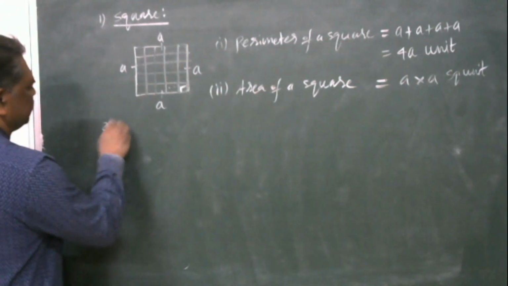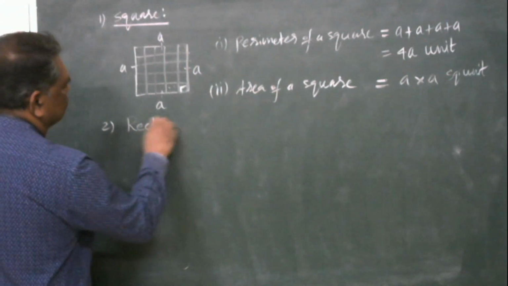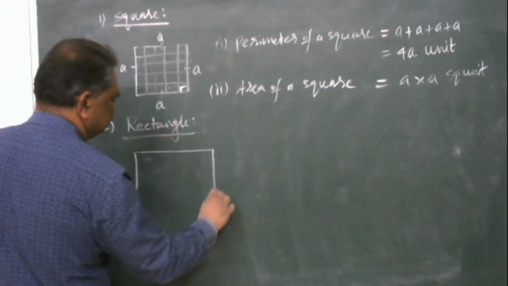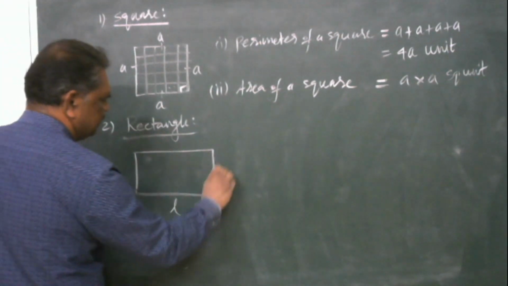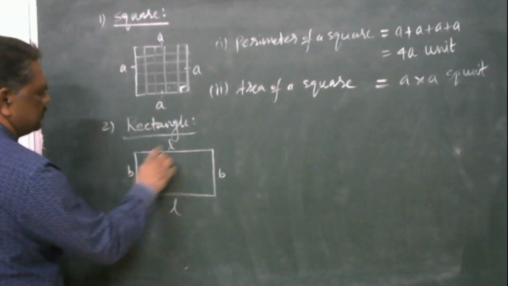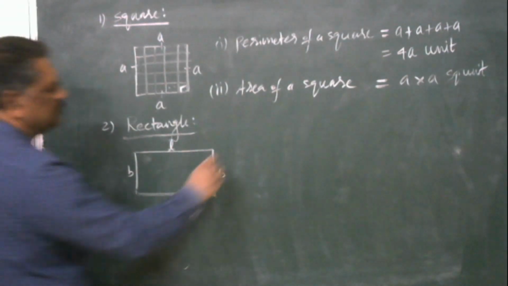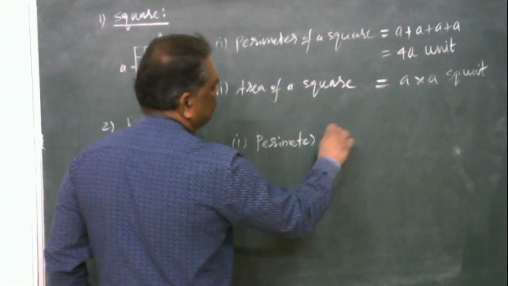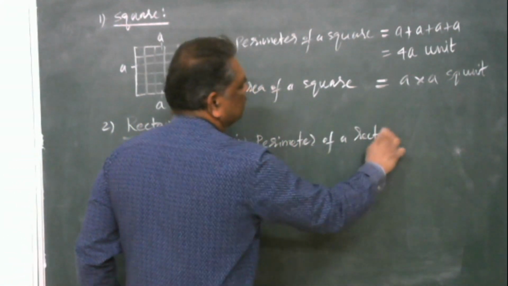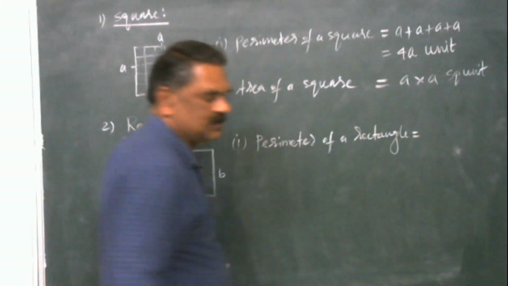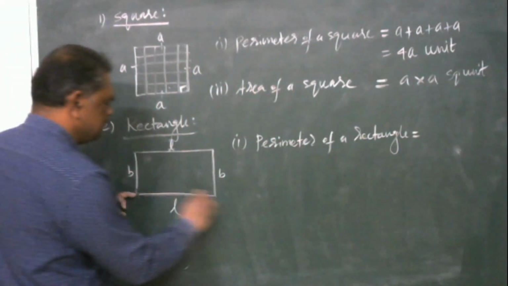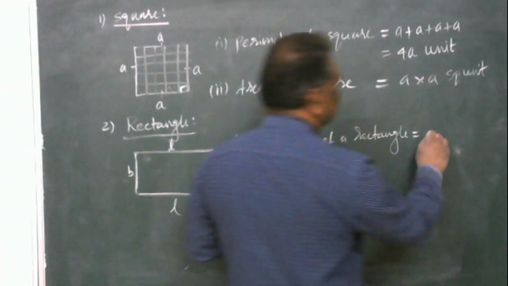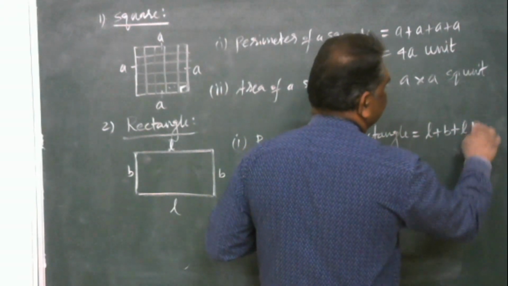Next figure is the rectangle. You know the rectangle: length will be there, breadth will be there. This side is also length, equal length, and this also breadth. So first formula, the perimeter of a rectangle. We move around the figure once: L plus B plus L plus B.